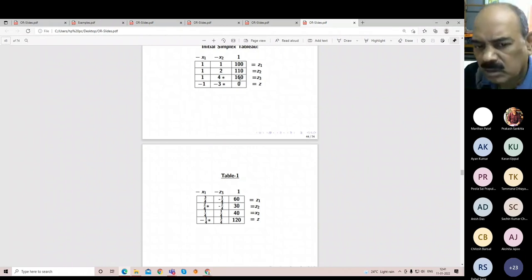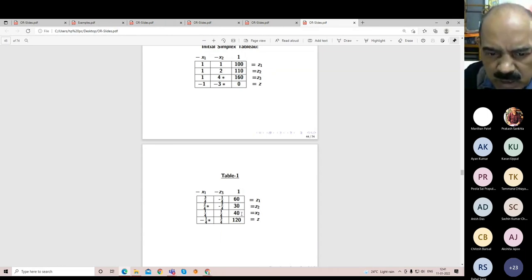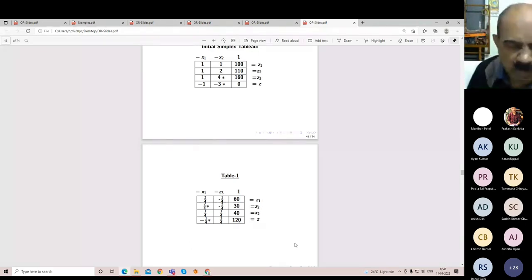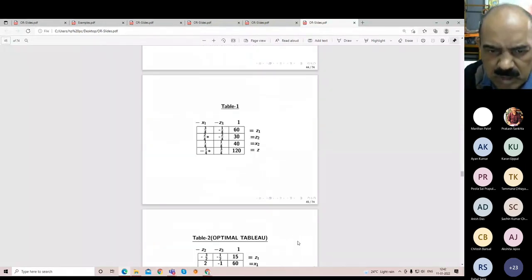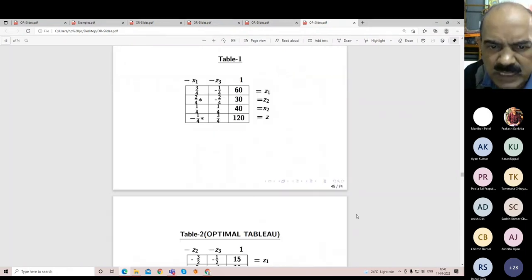Now we would like to compute the value in the position 0. Presently the Z value is 0. Now we would like to improve it. How will we improve it? So 0 into 4, 0, minus minus 3 into 160. So 480, minus and minus make plus, divided by 4, that is 120. So it is becoming 120. Are you all right now? Did you get this table? Please verify.